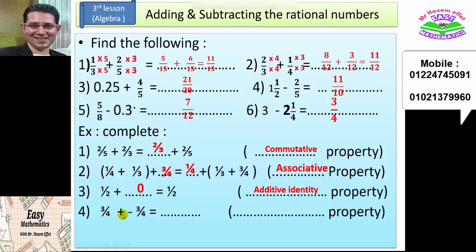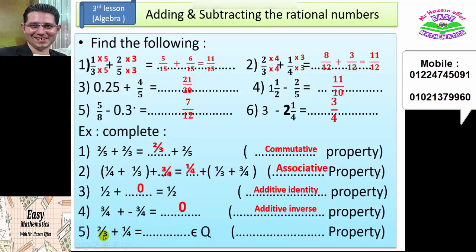Number 4, 3/4 plus negative 3/4 equals what? We note here something, 3/4 and negative 3/4, both of them are opposites. Okay, so the result will be 0. What about the name of this property? When both fractions give us 0, it means they are additive inverses. 3/4 is the inverse of negative 3/4, and negative 3/4 is the inverse of 3/4. So their sum must equal 0. This property is called additive inverse.